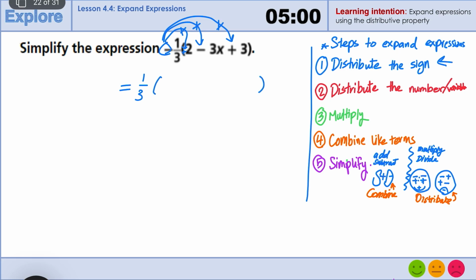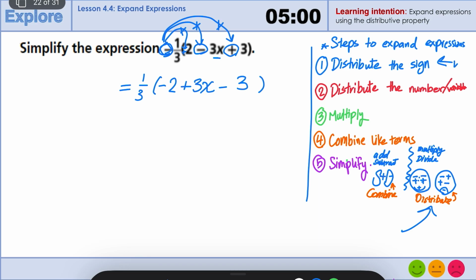Remember, to multiply signs, we use the smiley faces. To distribute the sign, we use the smiley faces. So negative times positive is negative. Again, we keep the number. Negative times negative is going to be positive. We keep the term as it is. Then negative times positive is going to be negative, and we keep the term again. Okay, I'm done with step number 1. Moving now to step number 2.